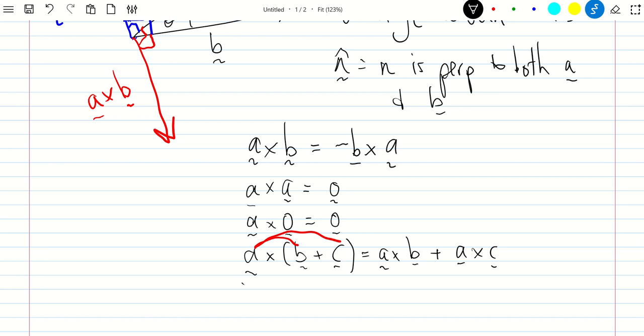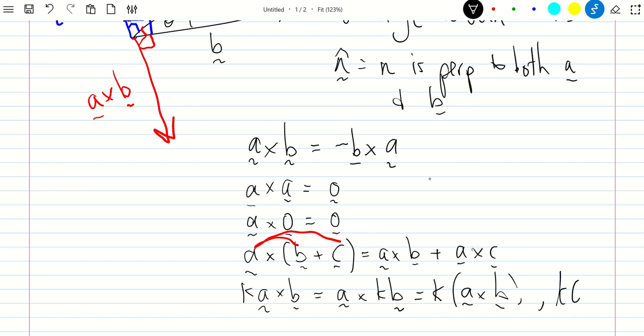And lastly, what do constants do? If you have a constant sitting out the front of a cross multiplication like this, what happens with that constant? Well, as we would hope, that's equal to A cross KB. So that constant can move around the multiplication. It doesn't have to stay out the front. It can sit out the front of a bracket like this as well. That constant can move anywhere you like, so that is totally fine.